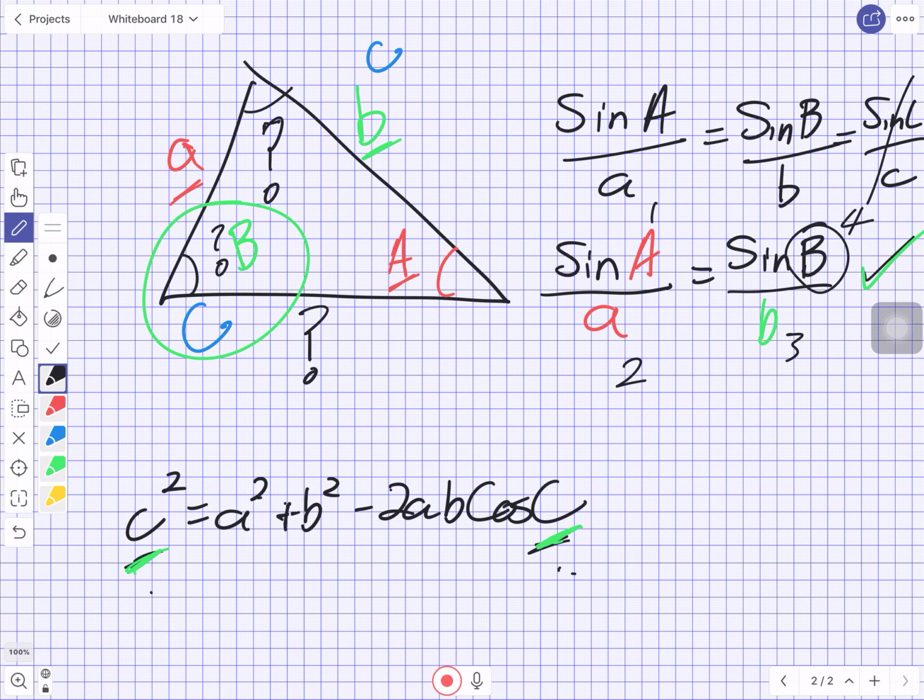Technically, what I would need to do if I was finding side B, I'd have to write the equation something like this: B squared equals A squared plus C squared minus 2AC cos B. And there's 3 different versions. We're not going to try to memorize that. Instead, it's just easier to rename triangles, okay? So we're going to call that side C, and the other stuff we can leave.